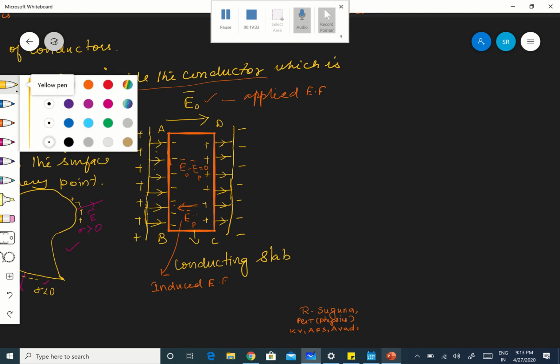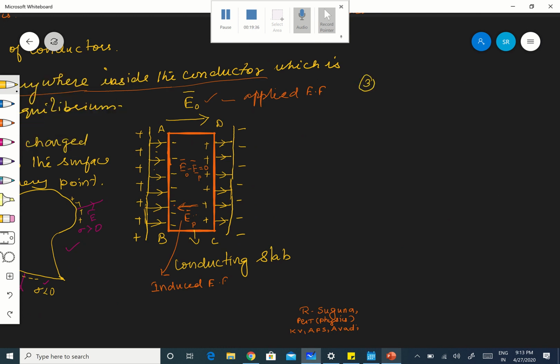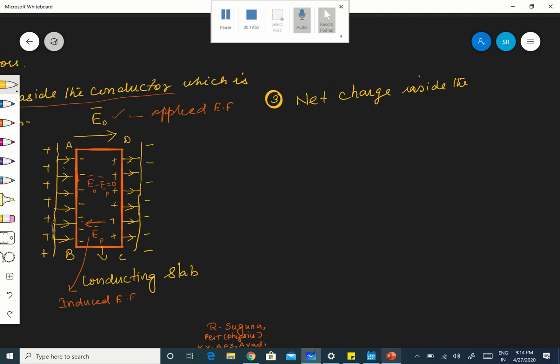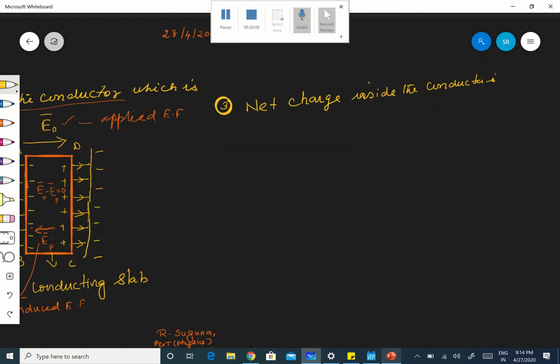The third result is: net charge inside the conductor, in the interior of the conductor, is 0. No charge inside the conductor. Net charge inside the conductor is 0.